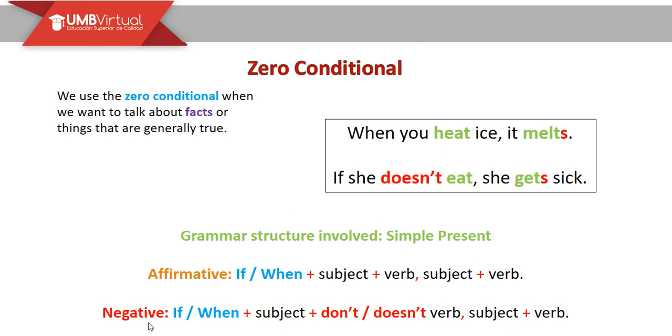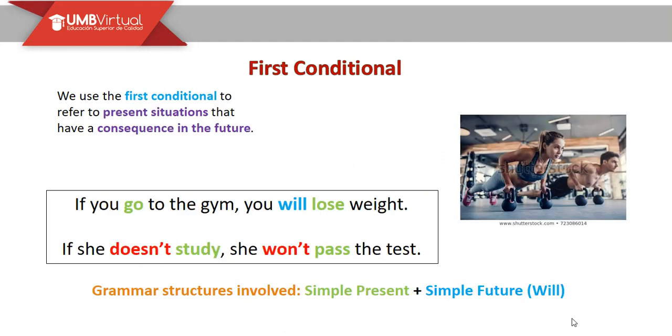And in the negative part, we have to use don't or doesn't because we are using simple present, yes? For one part or the other. So we have if or when, referring that this part is the condition. After that, we have the use of the subject, verb, or it can be in the negative way, the use of the auxiliary don't or doesn't. So after that, verb, and finally, the complement.